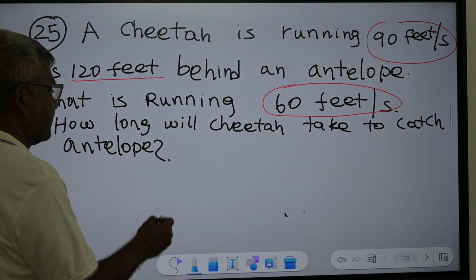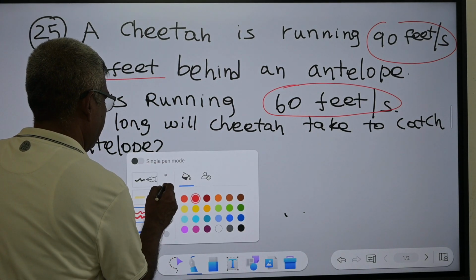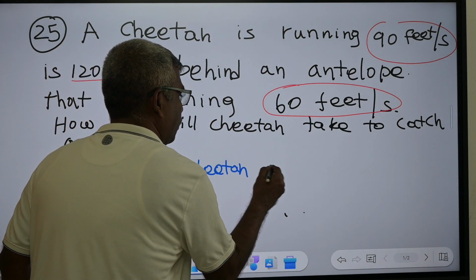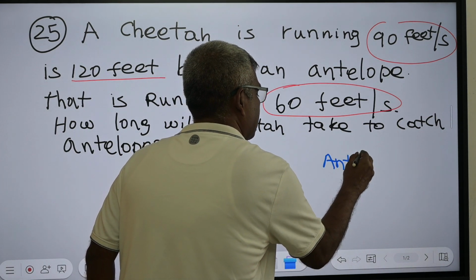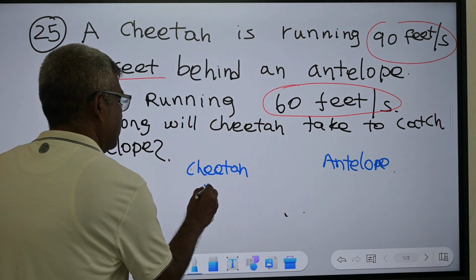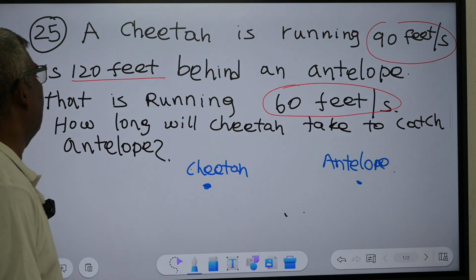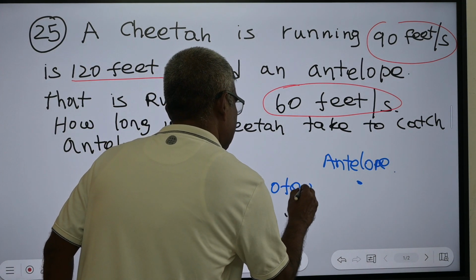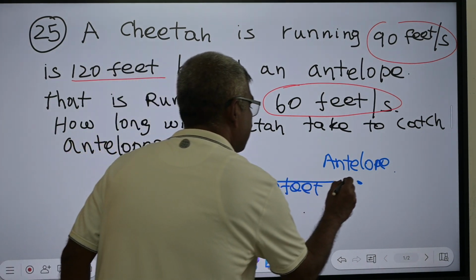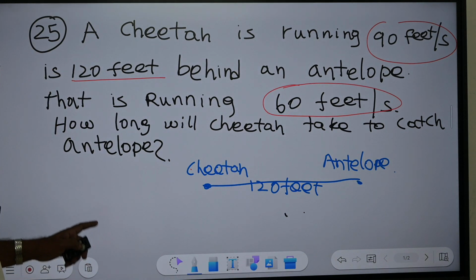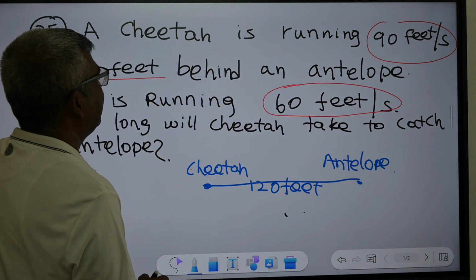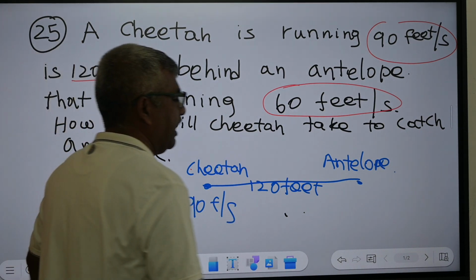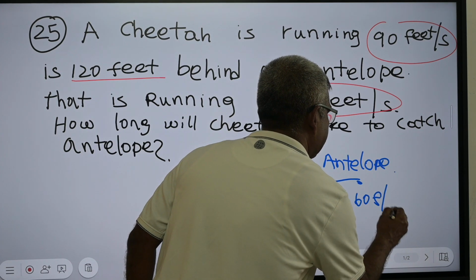Okay, the cheetah is here. The antelope is here. How many feet away is the cheetah behind the antelope? 120 feet behind. Okay. The cheetah's speed is 90 feet per second. The antelope's speed is 60 feet per second.